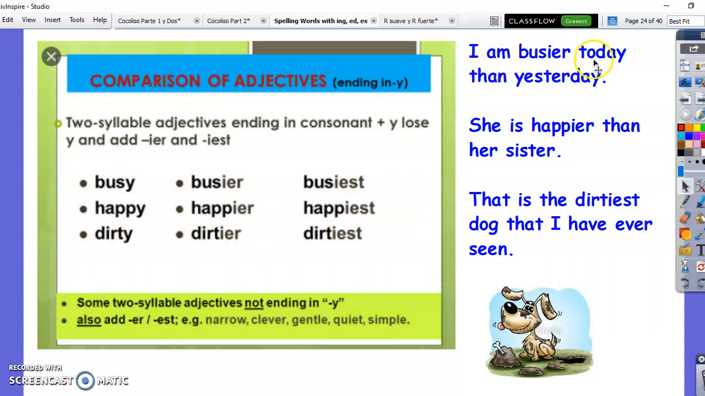And here's some examples. I'm busier today than yesterday. She is happier than her sister. That is the dirtiest dog that I have ever seen.